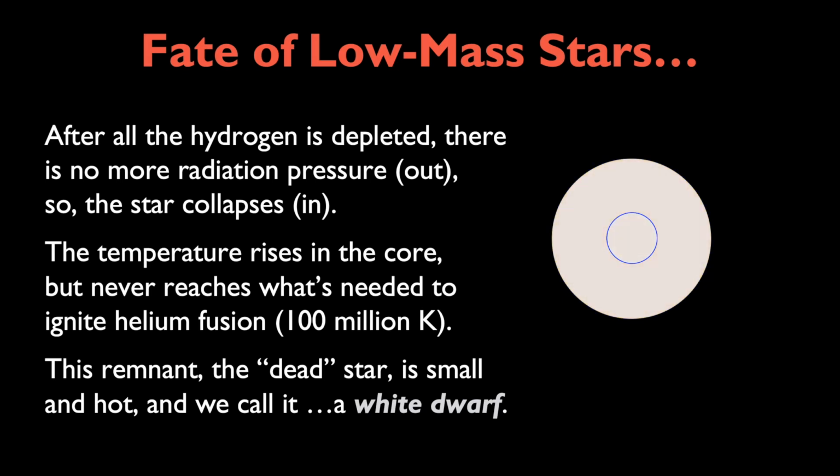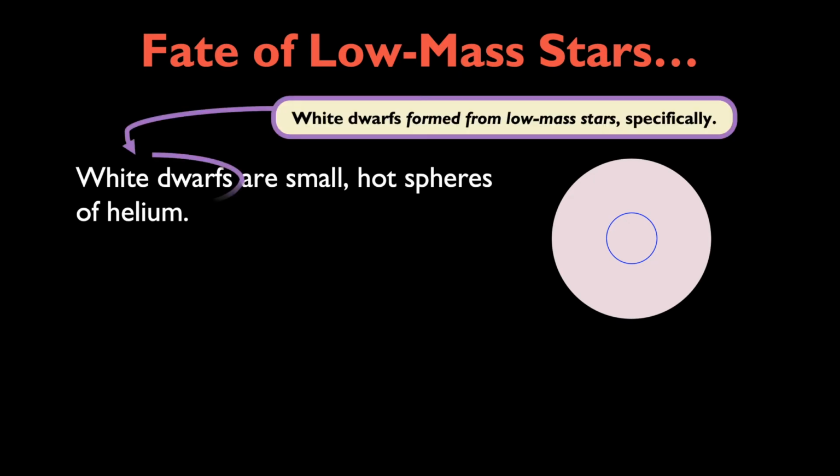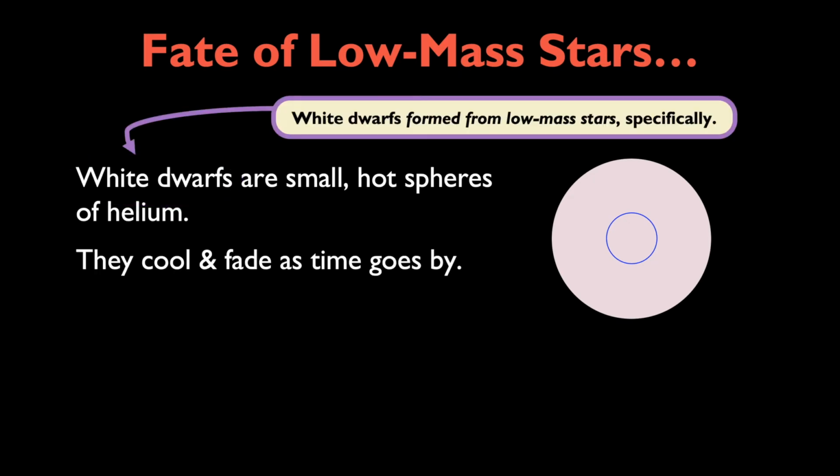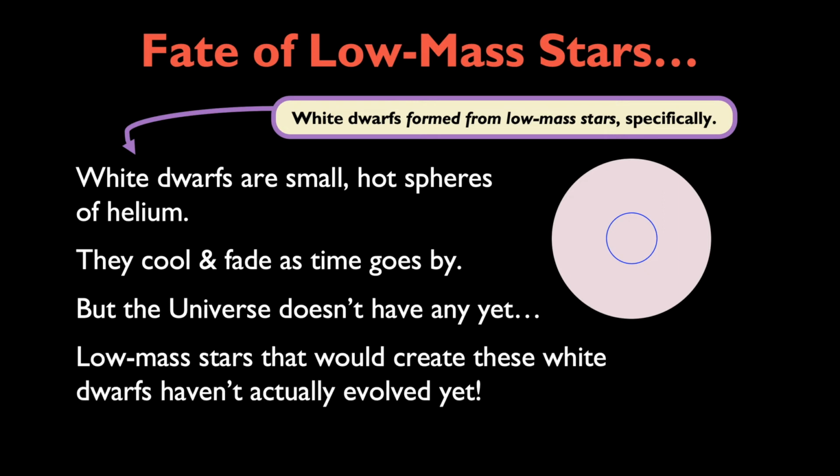Now, white dwarfs, at least the ones that are formed from low-mass stars specifically, are small, hot spheres of helium. They will eventually cool down and fade as time progresses, but there aren't any of these pure helium white dwarf stars just yet. The universe just doesn't have any yet. This is because the low-mass stars that will eventually turn into these pure helium white dwarfs haven't actually evolved yet. But why is that?